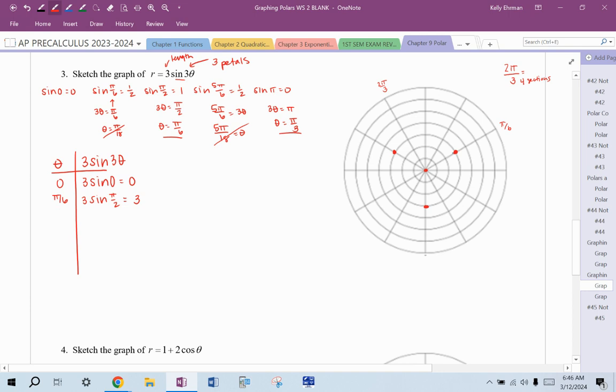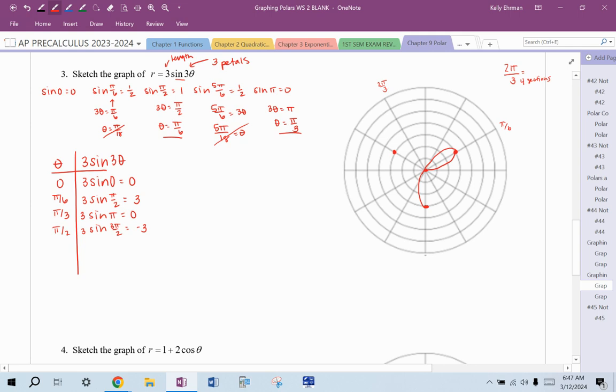So I plugged in pi over 6. I got 3. So far I have this. And then I plug in pi over 3. 3 times the sine of 3 pi over 3 is 0. We're back here. And then we get pi over 2. 3 times the sine of 3 pi over 2. So that's 3 times negative 1. So we face pi over 2, but we go down 3. So that was right. Clean this up. This curve looks kind of messy there.